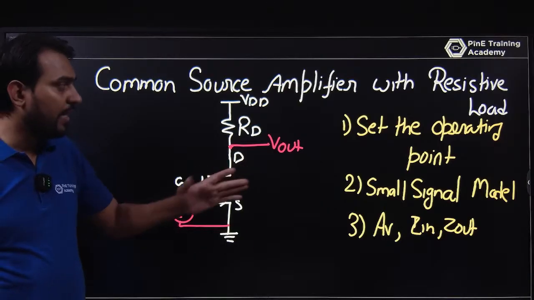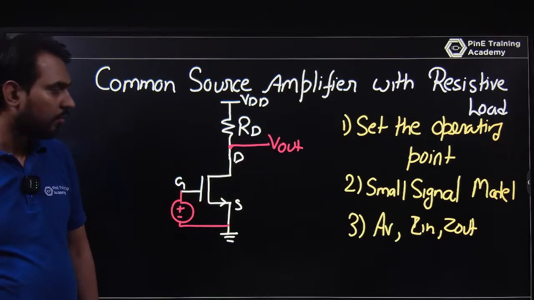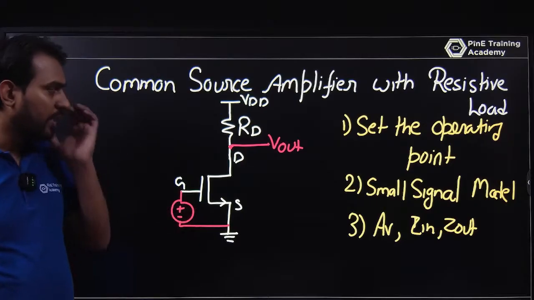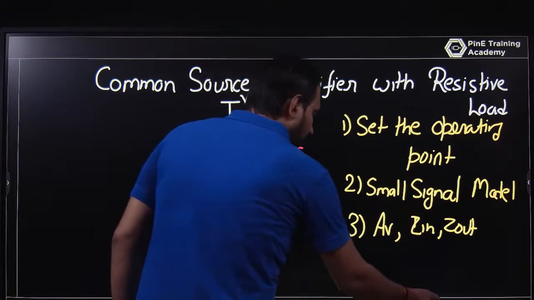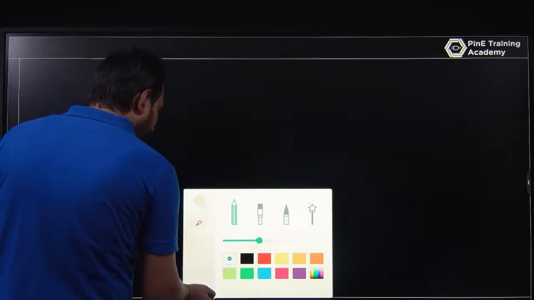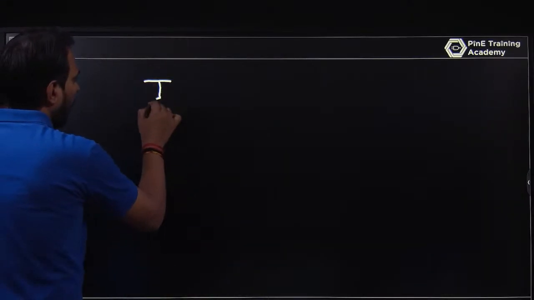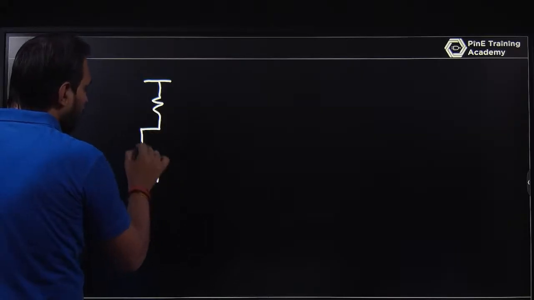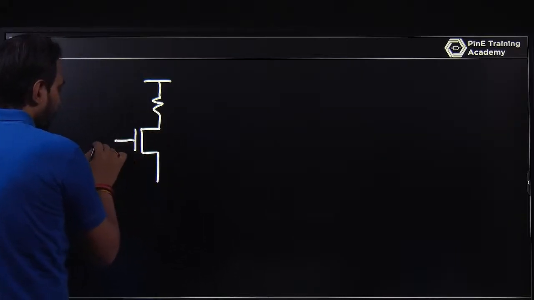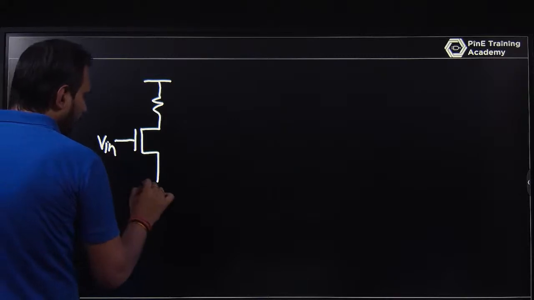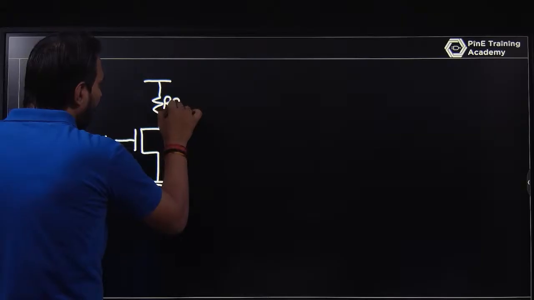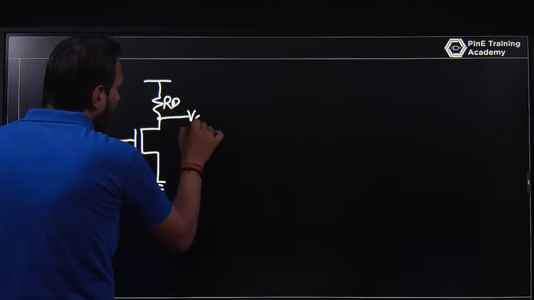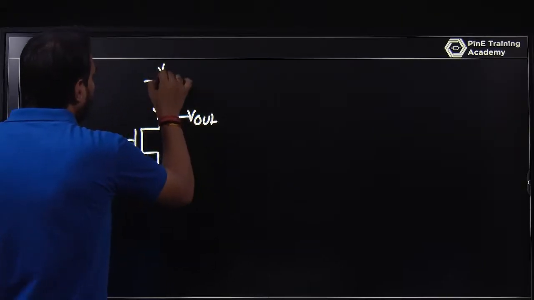So firstly, I will check the operating point. The MOSFET must be in the saturation region. So just understand it in such a way: you have a resistance here and you have the MOSFET, and you are providing the input here with respect to the source that is grounded, and you have RD, a Vout, and this is VDD.